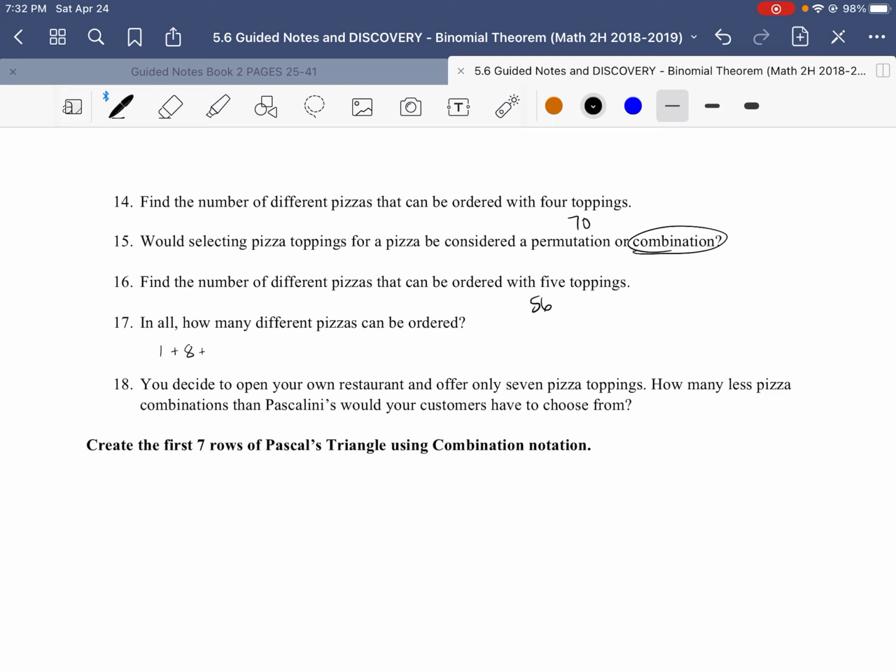So in all, if we were looking at how many pizzas we could order, we would add up that whole row. We would have 1 plus the 8 plus the 28 plus 56, and we would go all the way down the row. And essentially we would end up with 256 different pizzas that we could order.